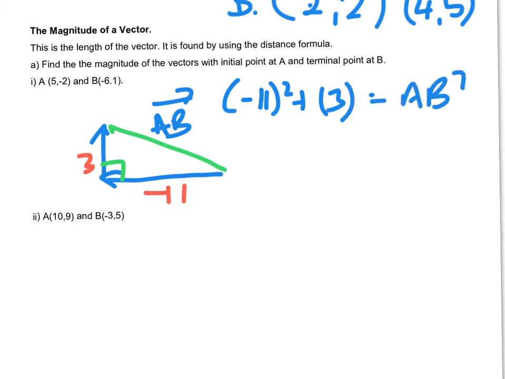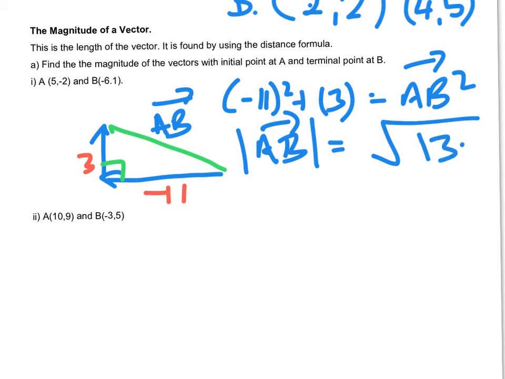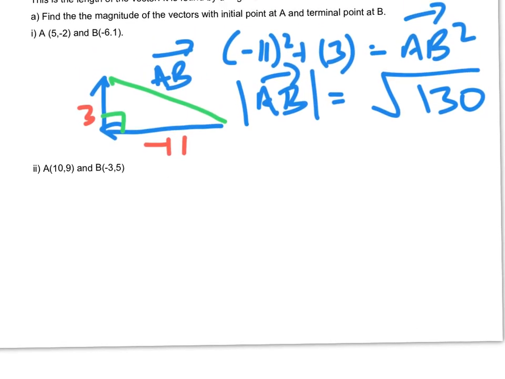And if you use Pythagoras' theorem correctly, you'll find that the vector AB has magnitude, and we put these absolute value bars on it to say that we're talking about the size of the vector, and it's going to work out to be the square root of 130. All right, so you can have a look. There's a second question for you to practice.